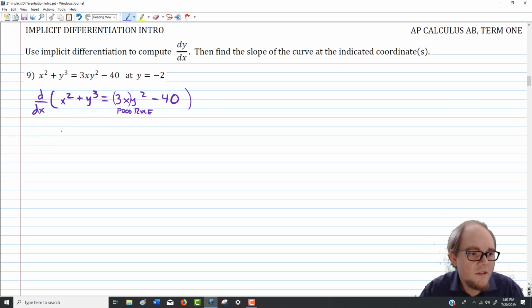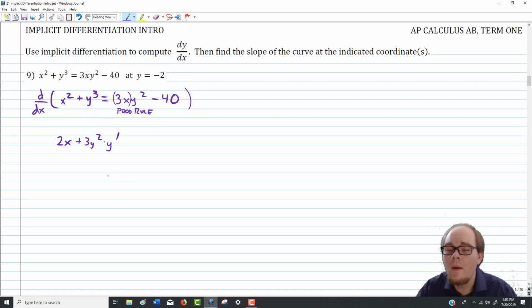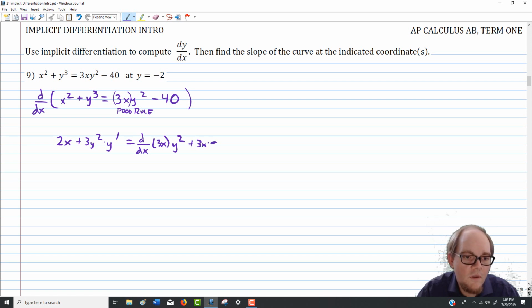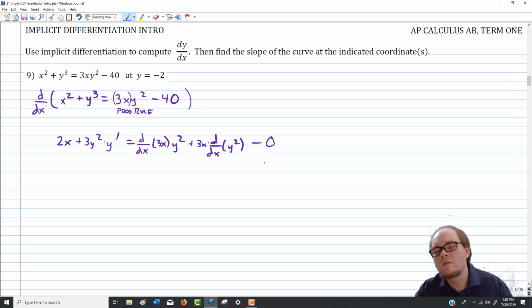So derivative with respect to x of x squared is 2x. The derivative with respect to x of y cubed is going to be 3y squared. But because y and x are connected, we need to use the chain rule and multiply by y prime. On the right side, again, I'll be really careful with the product rule. We're going to have the derivative with respect to x of 3x times y squared, plus 3x times the derivative with respect to x of y squared. And then everything is minus the derivative with respect to x of 40, which would just be minus 0.